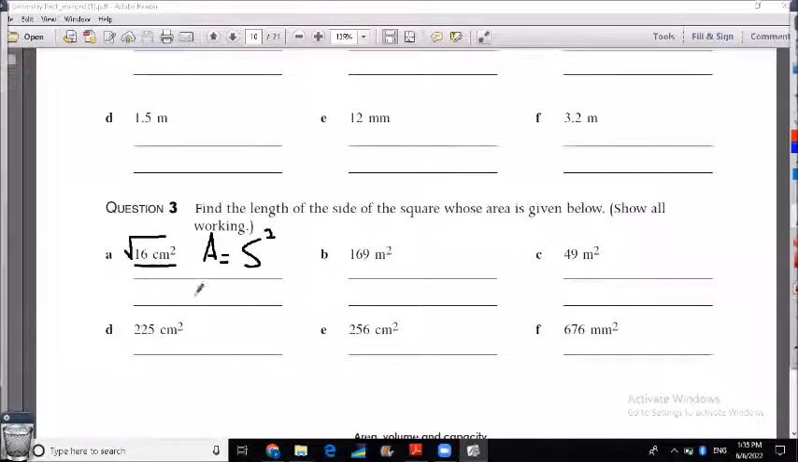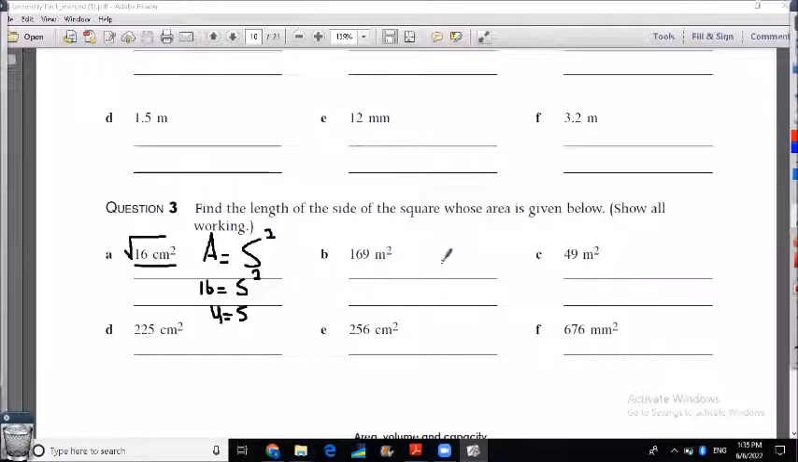We have A? Yes, we have A. A is 16, so 16 equals S squared. What's the number that if we square it gives us 16? Oh, that's the square root. All right, so S equals 4. The side is 4. 4 squared is 16. Yes, so the length of the side is 4.